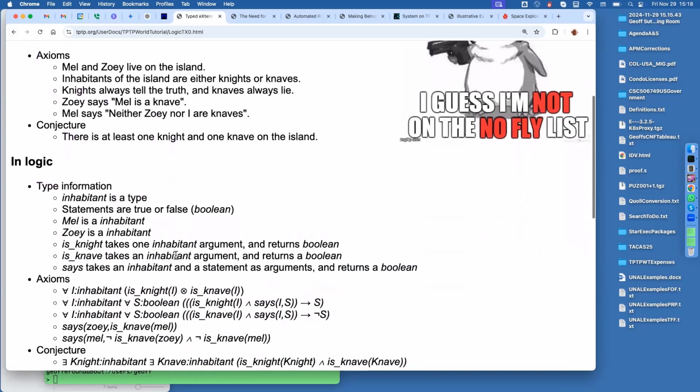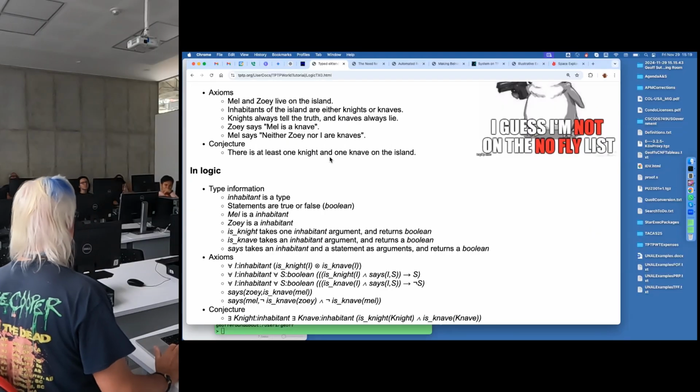This is a famous example from a logician and philosopher, Raymond Smullyan. You might have heard of him. He has a wonderful book about logic, and the name of the book is, What Is the Name of This Book? It's a good title for a book. This is one of his little stories.